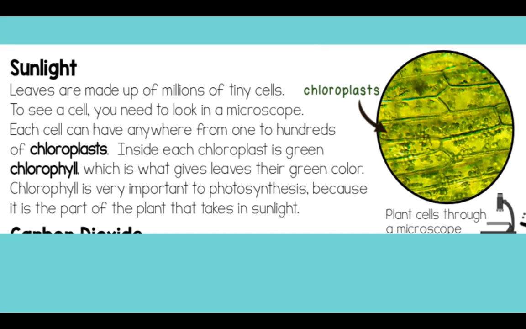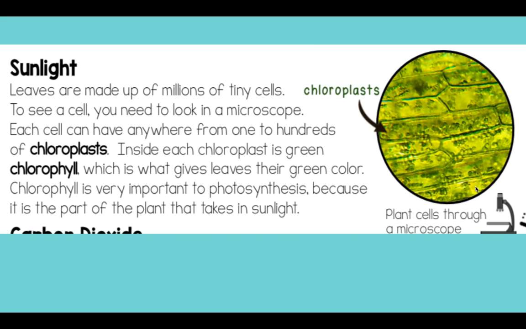Sunlight. Leaves are made up of millions of tiny cells. To see a cell, you need to look in a microscope. Each cell can have anywhere from 1 to hundreds of chloroplasts. Say chloroplasts. Inside each chloroplast is green chlorophyll, which is what gives leaves their green color. Chlorophyll is very important to photosynthesis because it is the part of the plant that takes in sunlight.